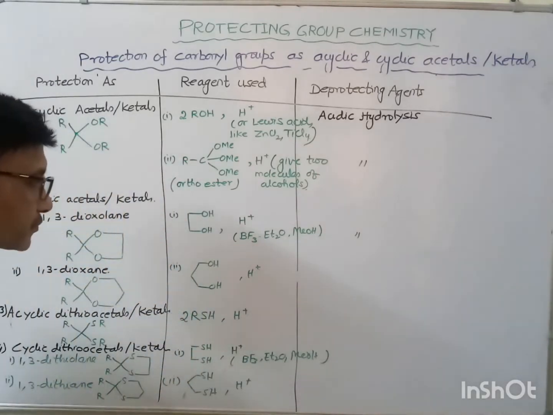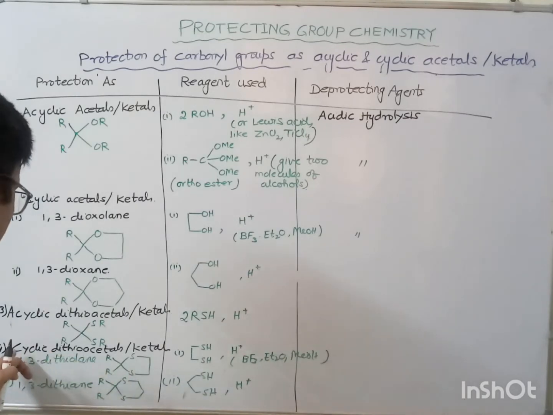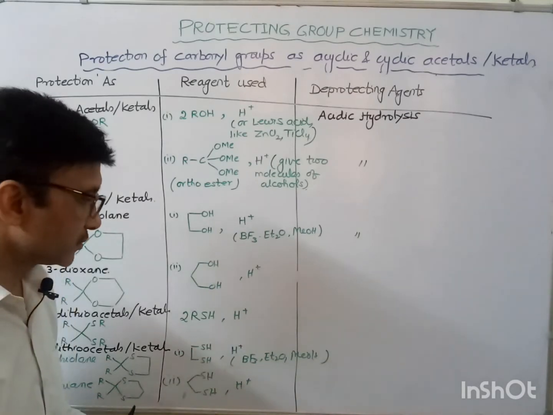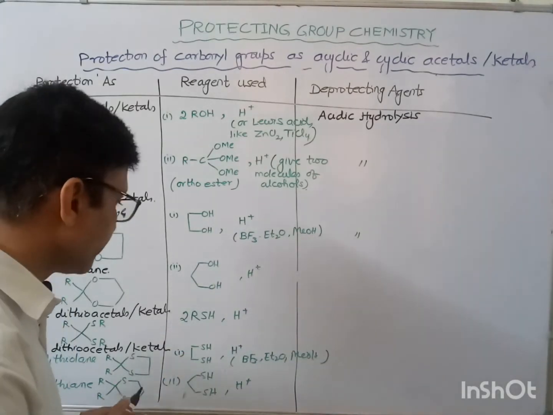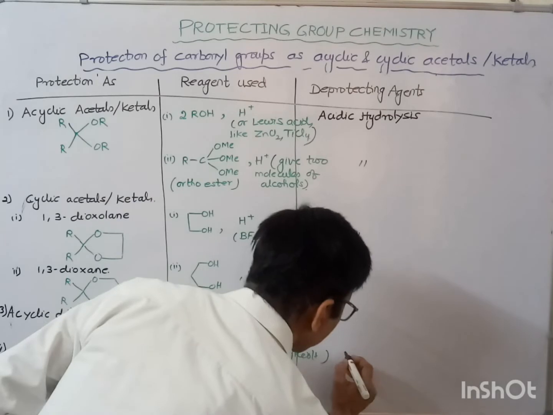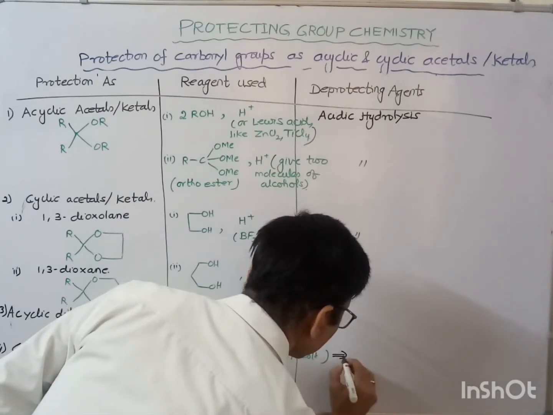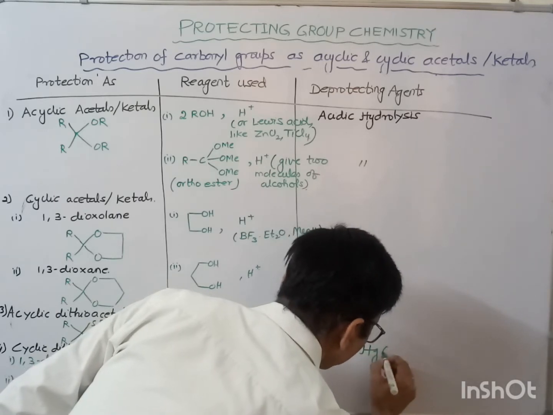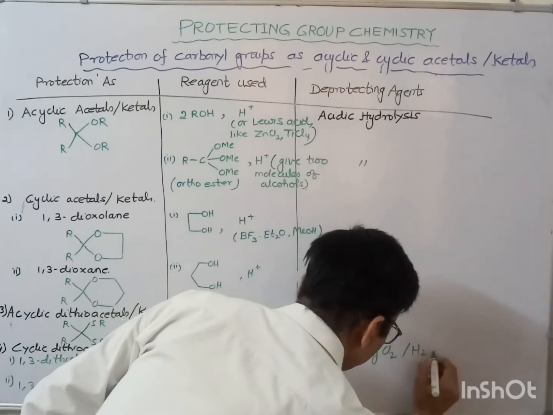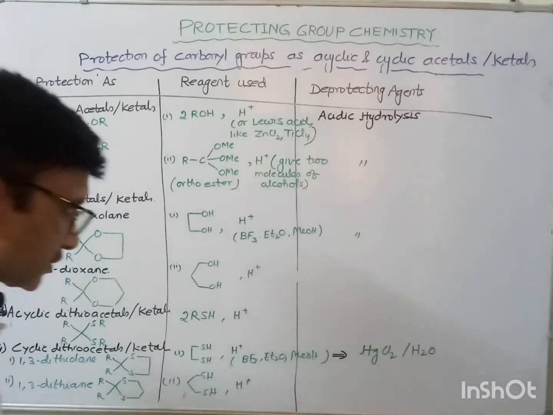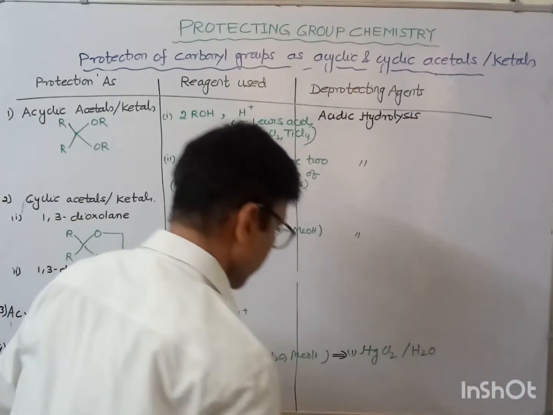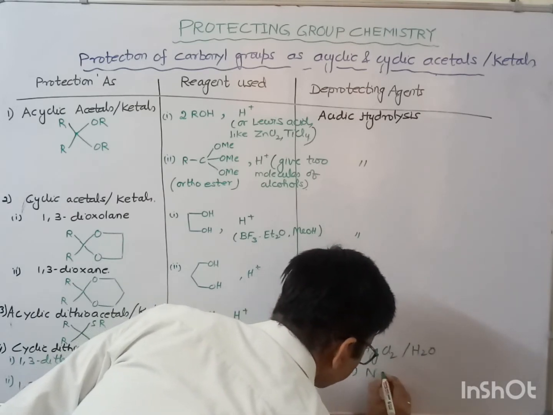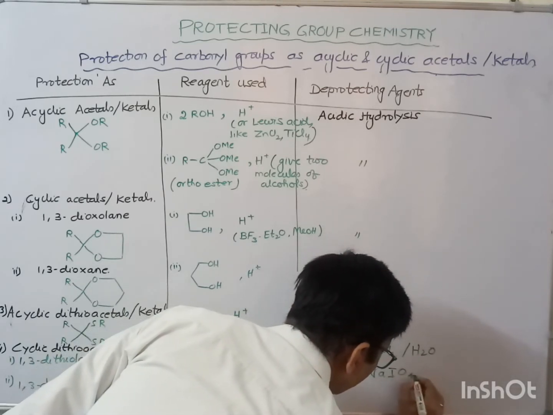Now, for the deprotection of these dithioacetals and ketals, we should remember that they can be deprotected by using a mercury salt. So if we take HgCl2 in H2O, this is one of the deprotecting agents. It can also be deprotected by taking sodium periodate.